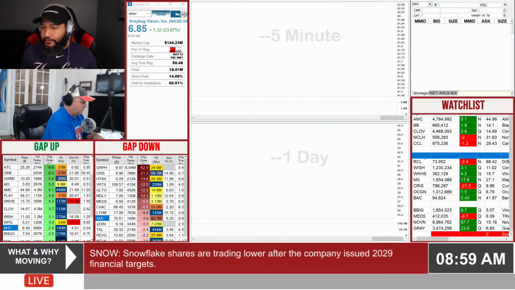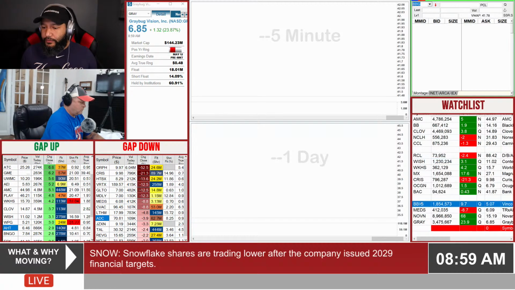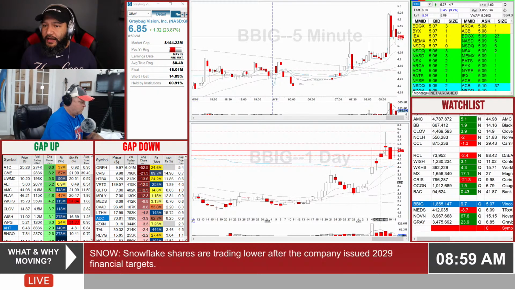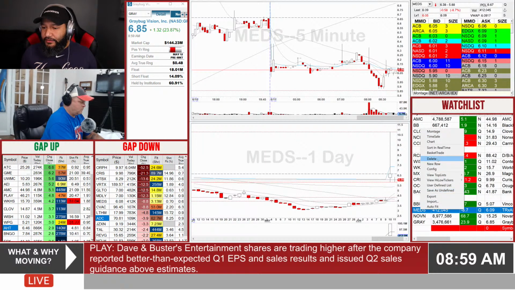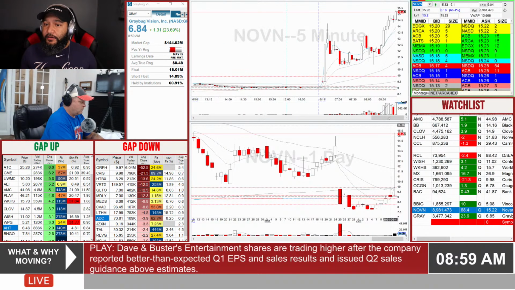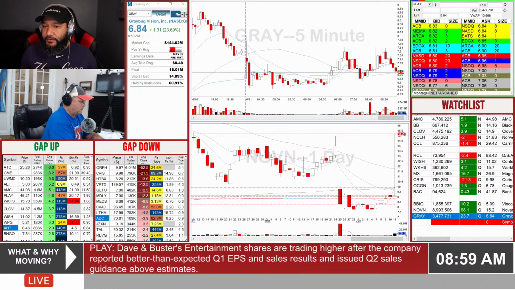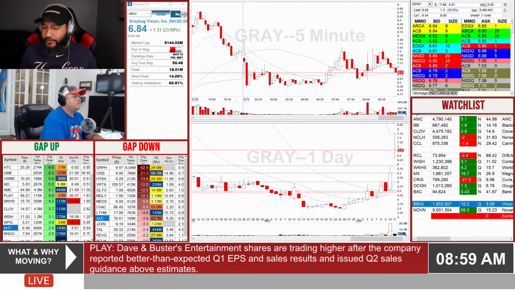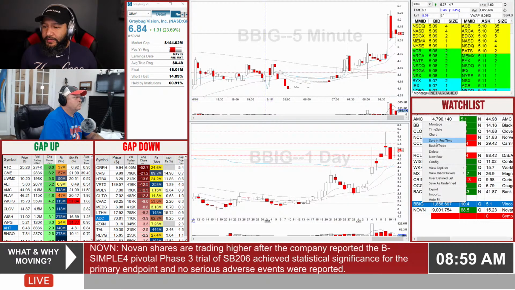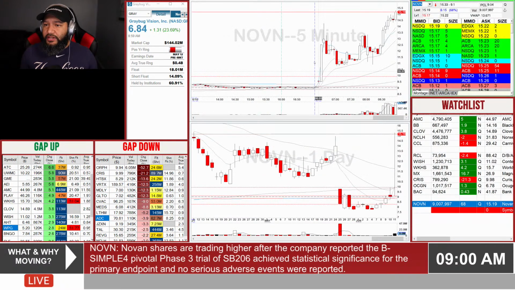Let's take a look at our low float stocks down here. Let's remove a few. BBIG could be interesting after this breakout. Let's see if that holds. Meds not doing much still, so let's get rid of it. No, NVAX. This is the one, really. This is the one that's got it going on. So I'm going to get rid of, you know what? I'll get rid of Gray. I'll get rid of BBIG here. Let's get rid of that. And then we'll keep NVAX.